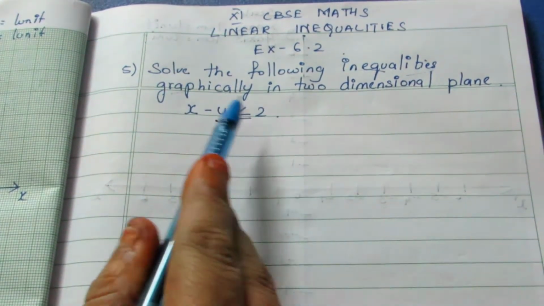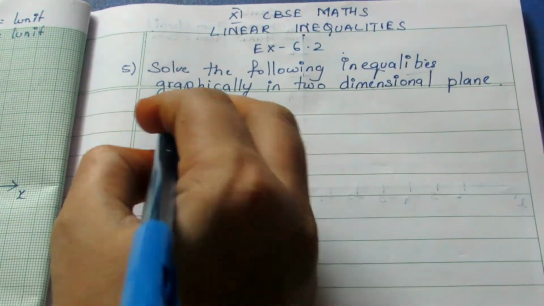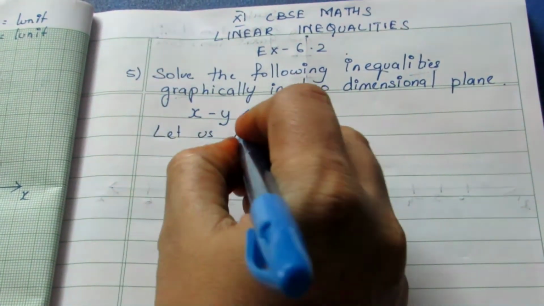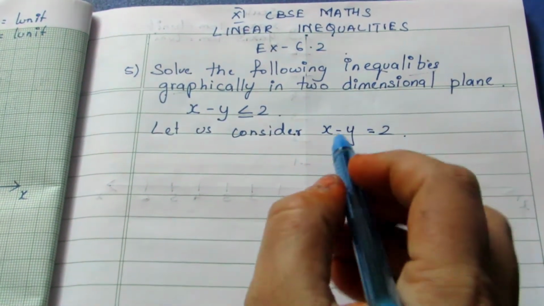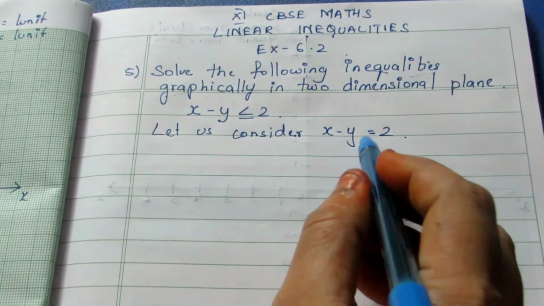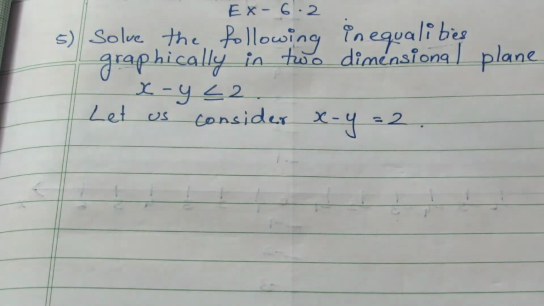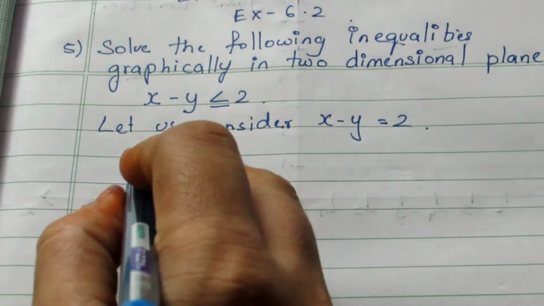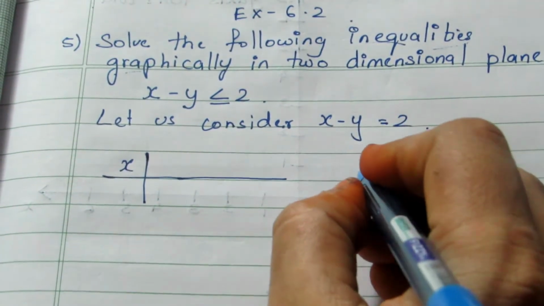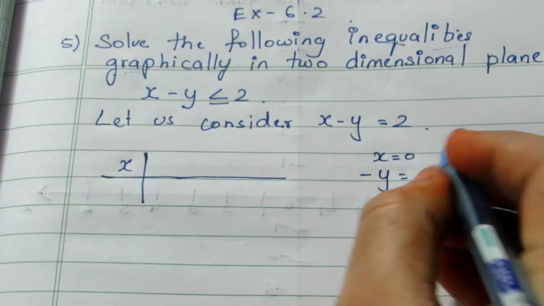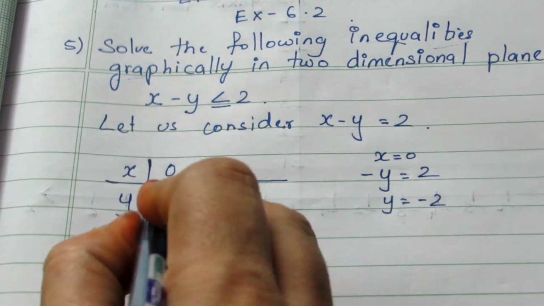We don't know how to draw the graph with inequalities. So let us consider the given graph to be x minus y is equal to 2. I am just taking this to be equal to, because if it is equal to, we know how to do the sum. Now we can substitute the value of x or y to find the other one. Let us take x to be 0. If x is 0, then minus y will be equal to 2, so y will be equal to minus 2.